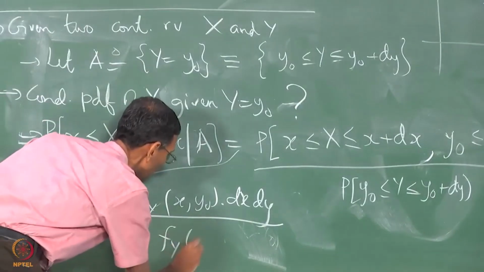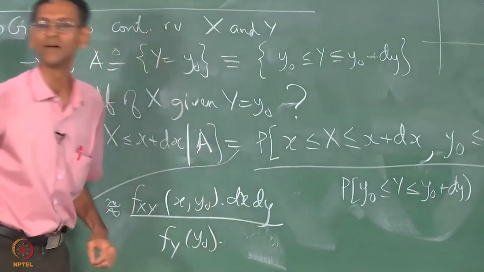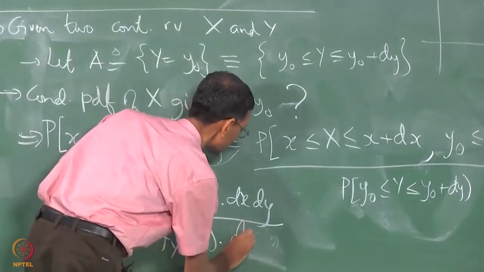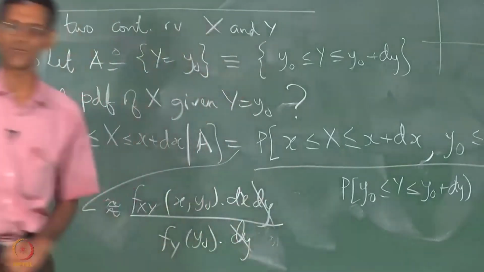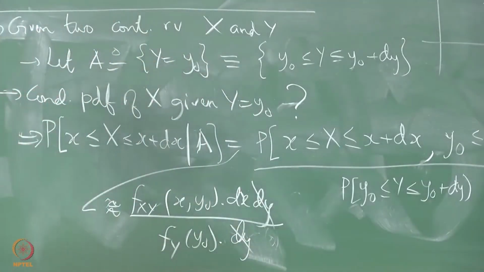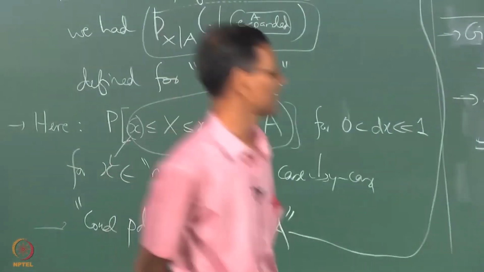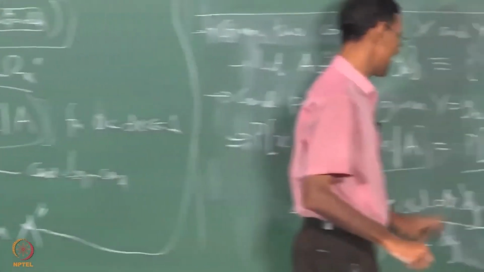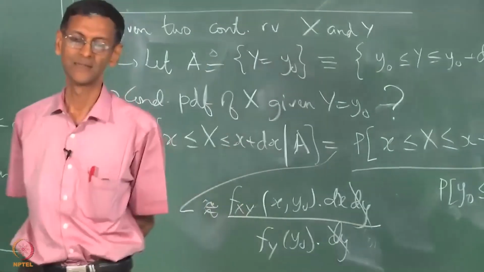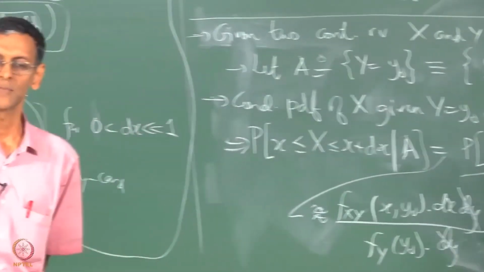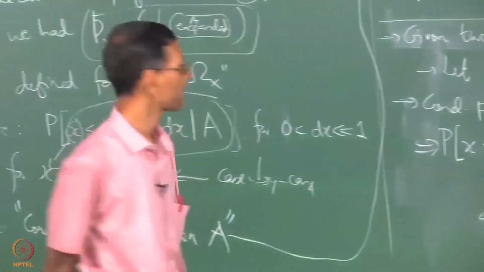Fy of y naught multiplied by dy, right. And happily the dy is exactly the same dy, that is very important. So when you deal with differentials, you can cancel the differentials only if there is the same thing, right. I cannot cancel this dx, I cannot cancel that dy. So I can only cancel the dy if it comes in both numerator and denominator.